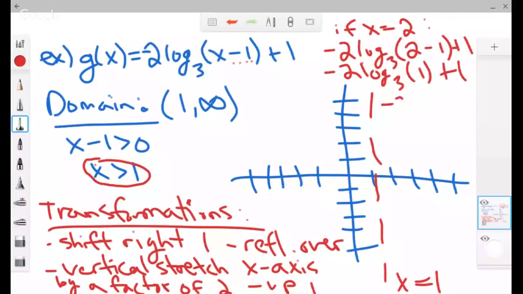So this becomes -2 times log base 3 of 1, which is 0. So -2 times 0 is 0, plus 1 is 1, right? So this whole output gives me a 1. So if I plug in 2, just clear this for a second.